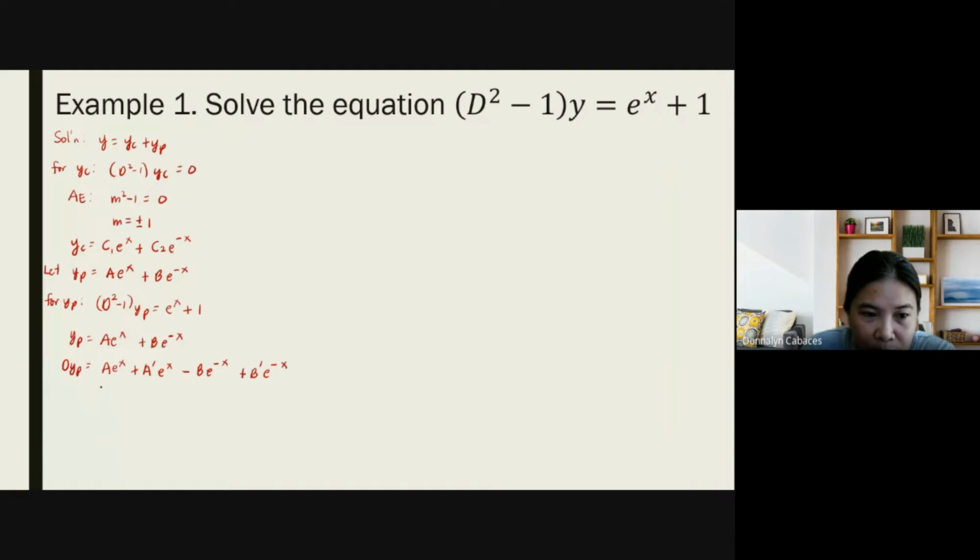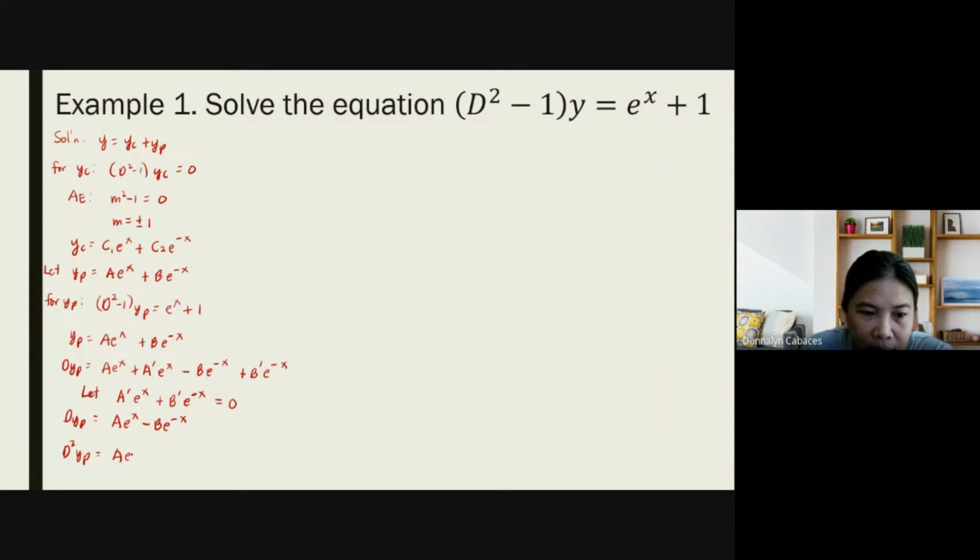That is imposing that a prime e to the x plus b prime e to the negative x be equal to 0. If these two terms are equated to 0, then what would be our derivative of yp? The derivative of yp will now be a e to the x minus b e to the negative x. And with this derivative of yp, we are to take our second derivative of yp.